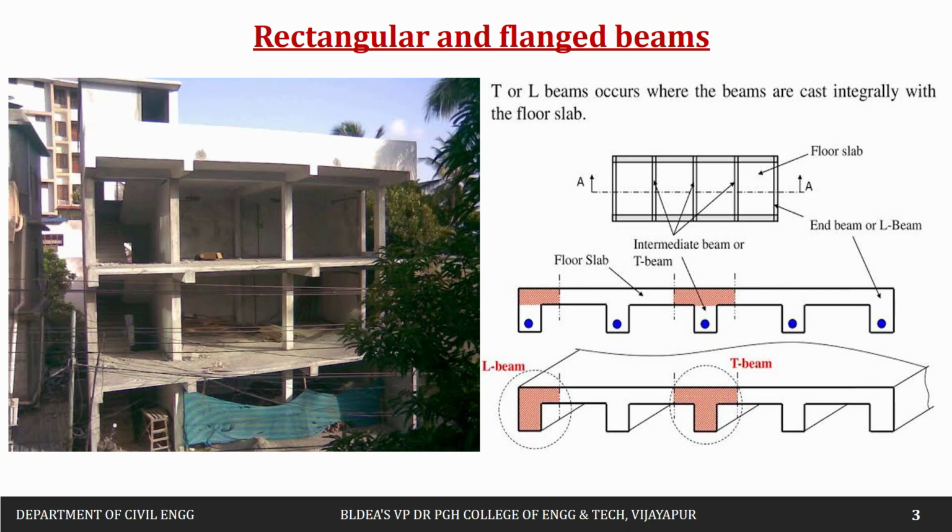If you see the intermediate beams, those will be the T beams. In this figure, this intermediate beam will be the T beam section. Next is the L beam: the end beams. If you consider the slab and an end beam, this will be the L shape beam. Similarly this one also will be an L beam. So at the ends we have L beams, and the intermediate ones are the T beams.